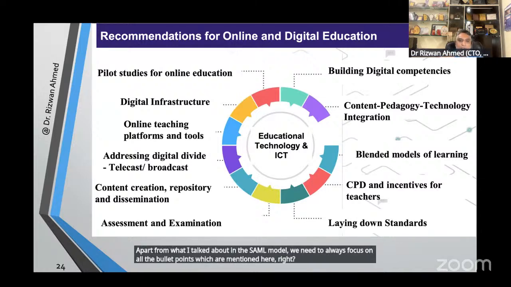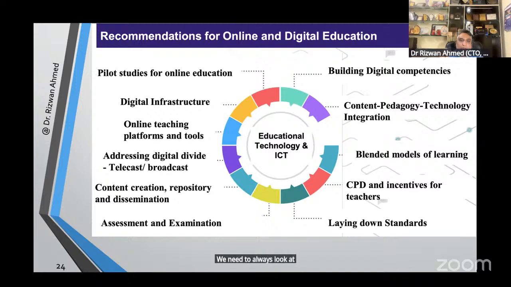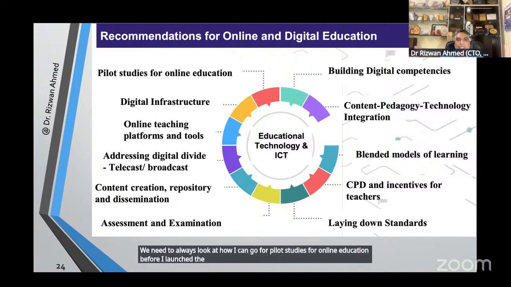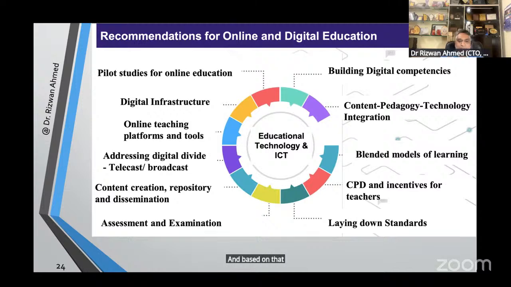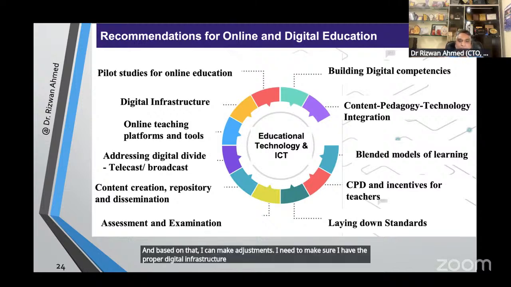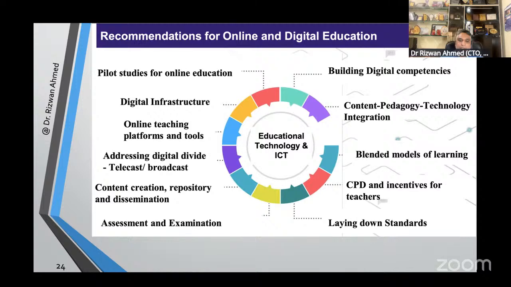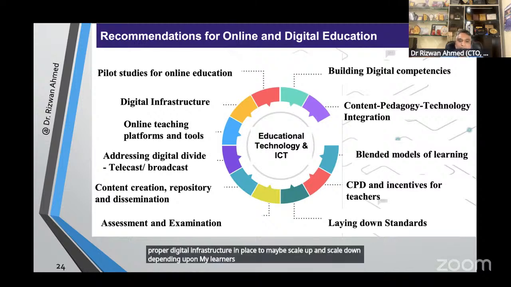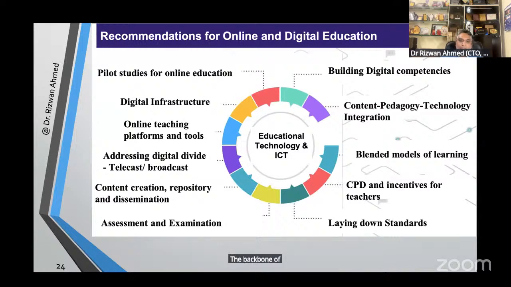We need to always look at how I can go for pilot studies for online education before I launch the course in a big way, so that I know, in a more controlled environment, what is working and what is not working. And based on that, I can make adjustments. I need to make sure I have the proper digital infrastructure in place to scale up and scale down depending upon my learners' strength. And that is something we need to keep in mind. And this needs to be the backbone of how we are trying to make use of ICT.